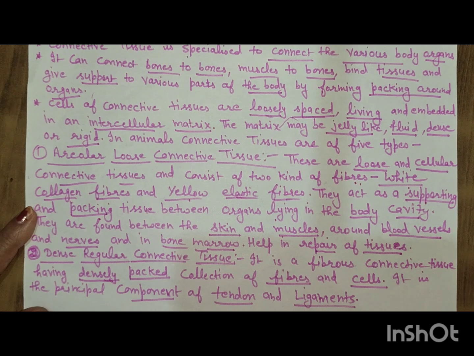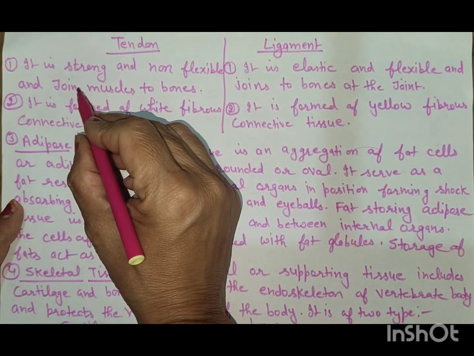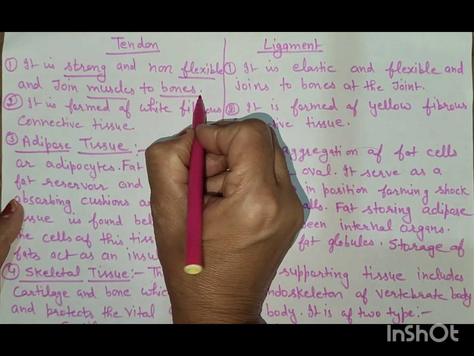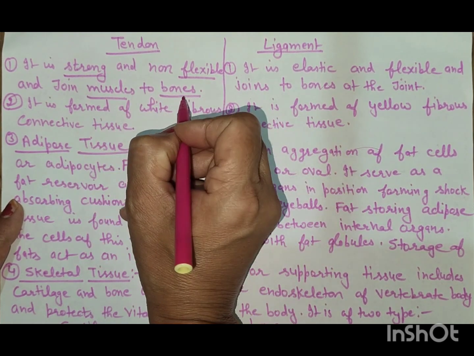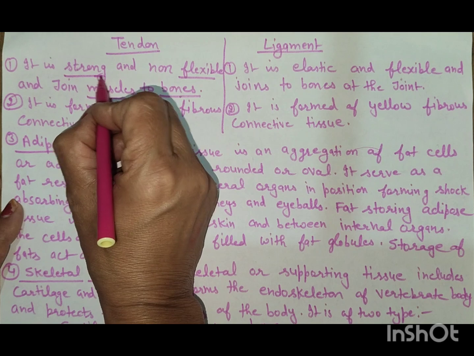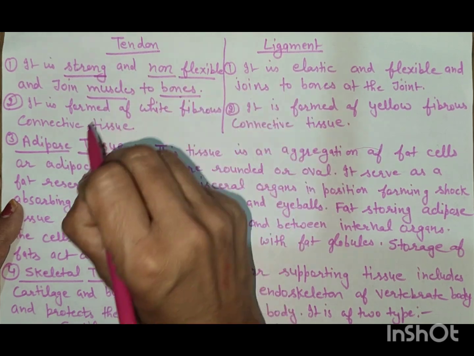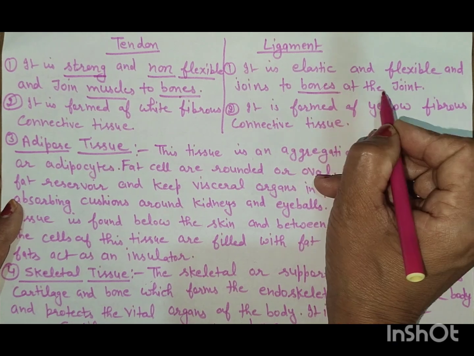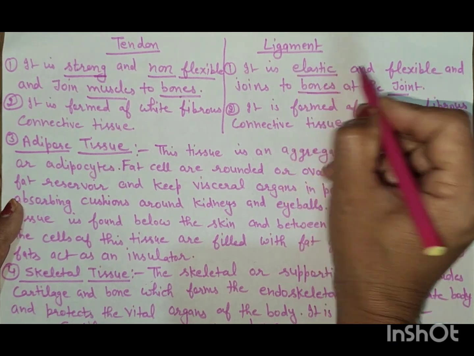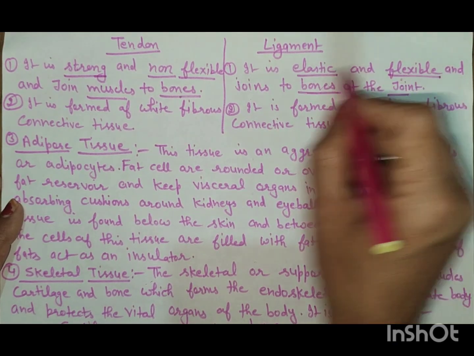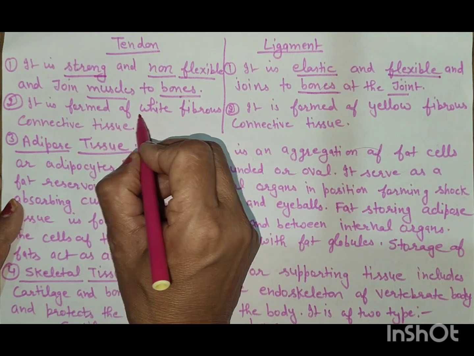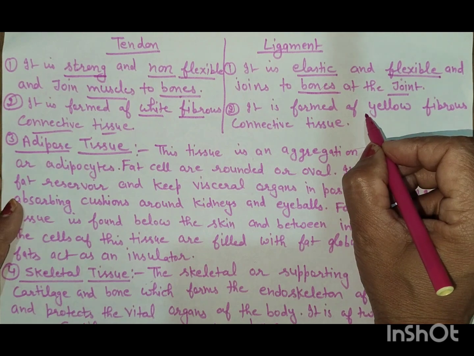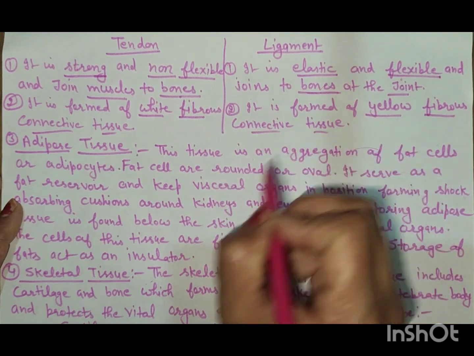Tendons and ligaments. Tendons are strong and non-flexible and join muscles to the bone. While ligaments join the bone with the bone at the joint, and they are elastic and flexible. Tendon is formed of white fibrous connective tissue. Ligament consists of yellow fibrous connective tissue.